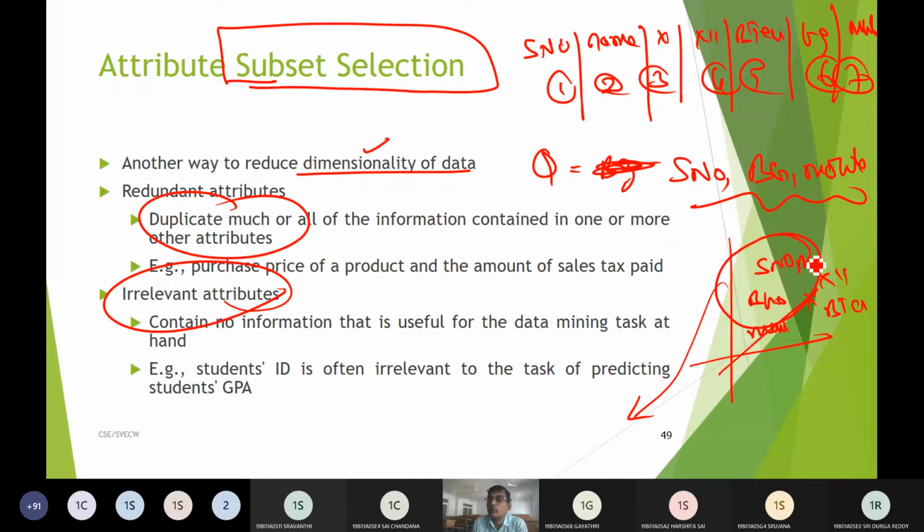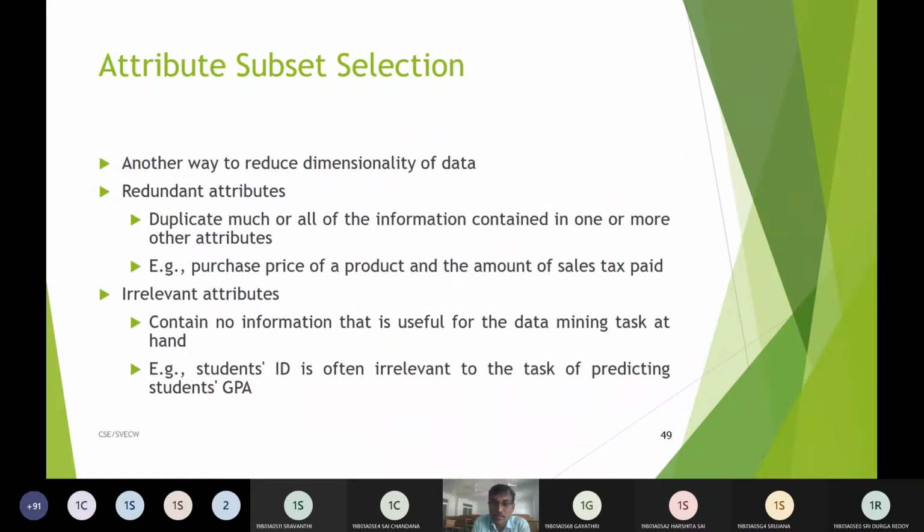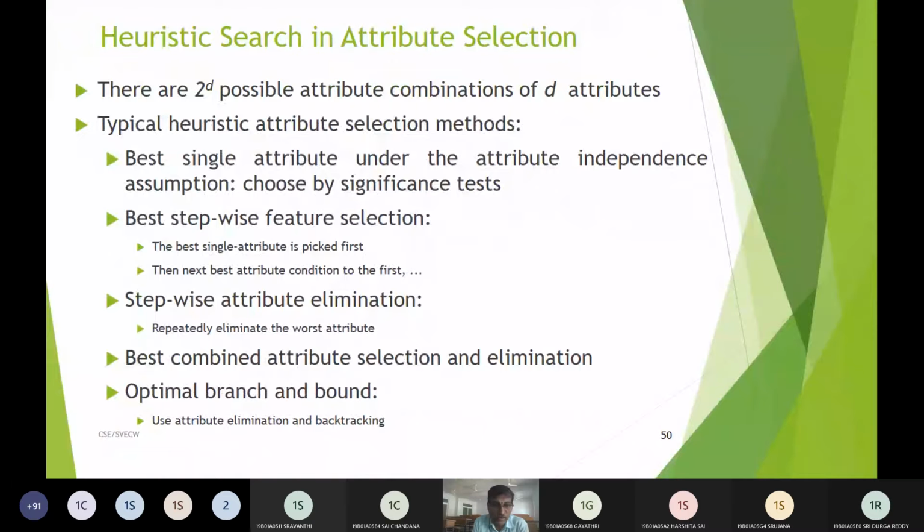The total attributes, we are going to call it 7. From these total attributes, we are going to pick only 3 items. We call this subset selection. So we will be getting the attribute subset selection at that point of time.